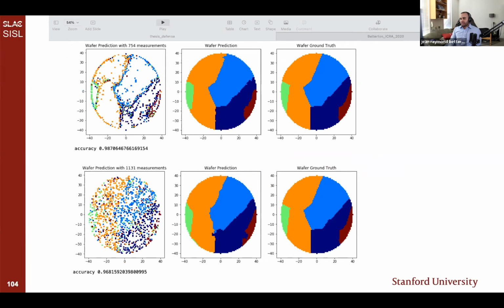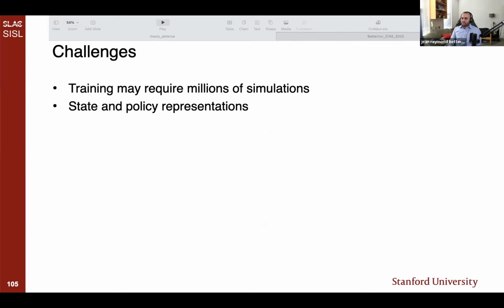And then we can also scale up in terms of the density. So if we quadruple the size of the wafer, we can still get good performance with the adaptive scan, even though it's only been trained on small images. So again, training requires lots of simulations, and representing the state and the policy is non-trivial. There's definitely some thought that goes into that, and there are probably going to be better ideas than what I did that will come out in the future.